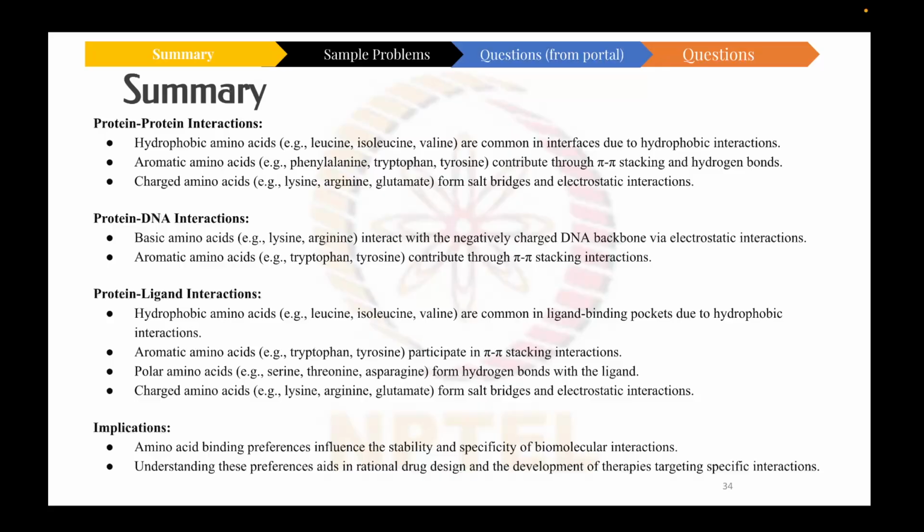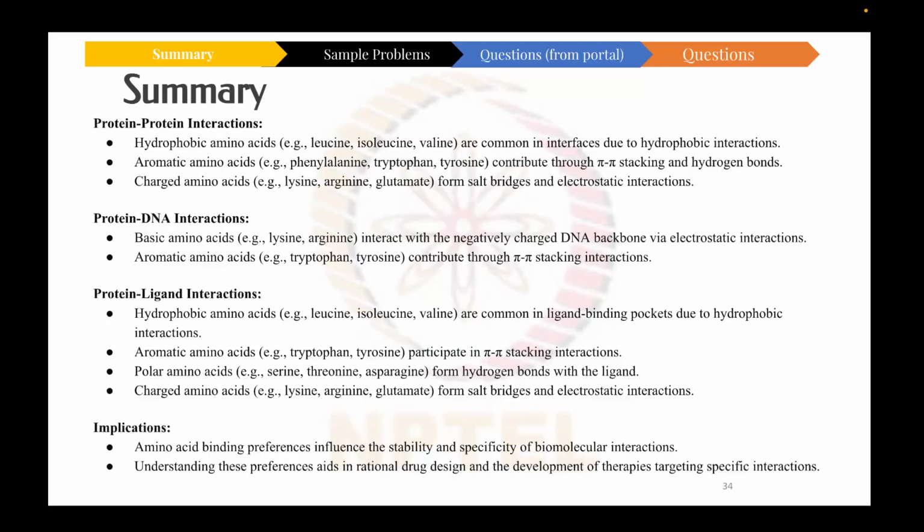Aromatic amino acids can contribute to protein-DNA interactions by forming pi-pi stacking interactions with DNA base pairs and stabilizing protein-DNA complexes. And certain polar amino acids also participate in hydrogen bonding with DNA bases, enhancing specificity in protein-DNA recognition. Then we have protein-ligand interactions.